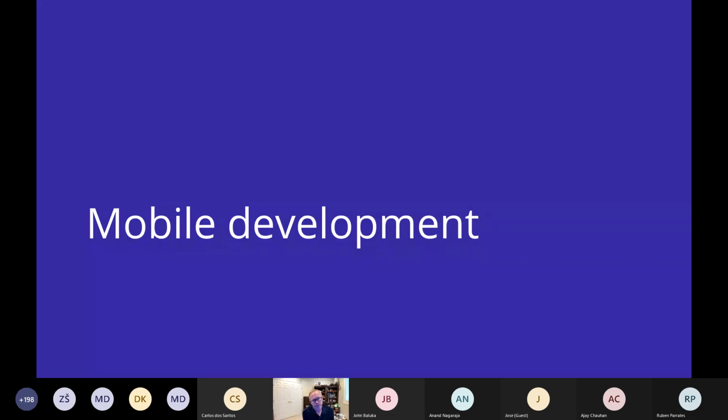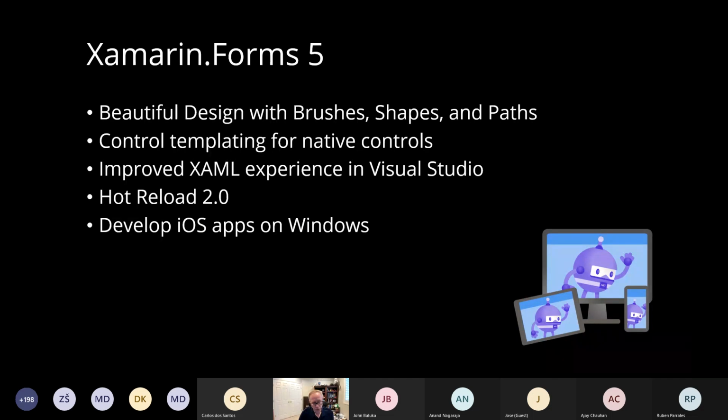Mobile development. A big mobile development work is going to happen this year as part of .NET 6. But we did ship Xamarin Forms in December, with a bunch of cool new features like new brushes, shapes, and paths. One of the big things we've done is that the XAML developer experience is now exactly the same for WPF, so we actually use the same designer for both Xamarin and WPF. Our hot reload technology is now synchronized between WPF and Xamarin as well.